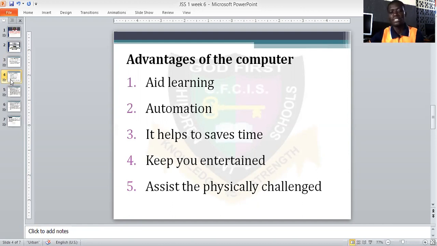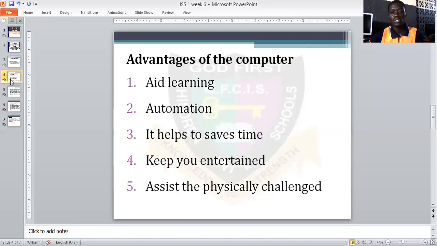Now, number one is it aids learning. One of the advantages of the computer is it aids learning. When we talk about aiding learning, that is to say, it makes our learning easy. Like we all know, during this pandemic, government said all schools should be suspended, all schools should close down, but learning has to continue.